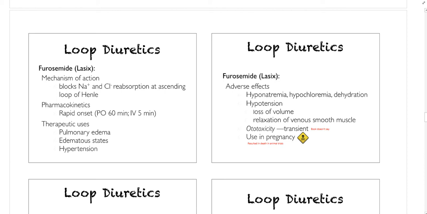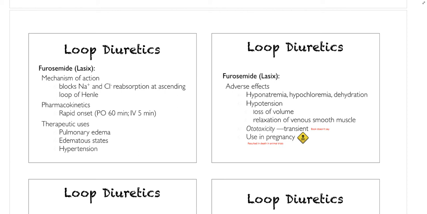Lasix, this is going to be pretty much our go-to powerful diuretic. So this is going to block sodium and chloride from reabsorbing naturally at the ascending loop of Henle. So we go down the loop and then we go back up the loop, and it's going to happen as we go back up the loop. It's going to be a very rapid onset. We can give it PO, which is great, and that will be used more often for patients who have mild to somewhat moderate pulmonary edema with CHF.